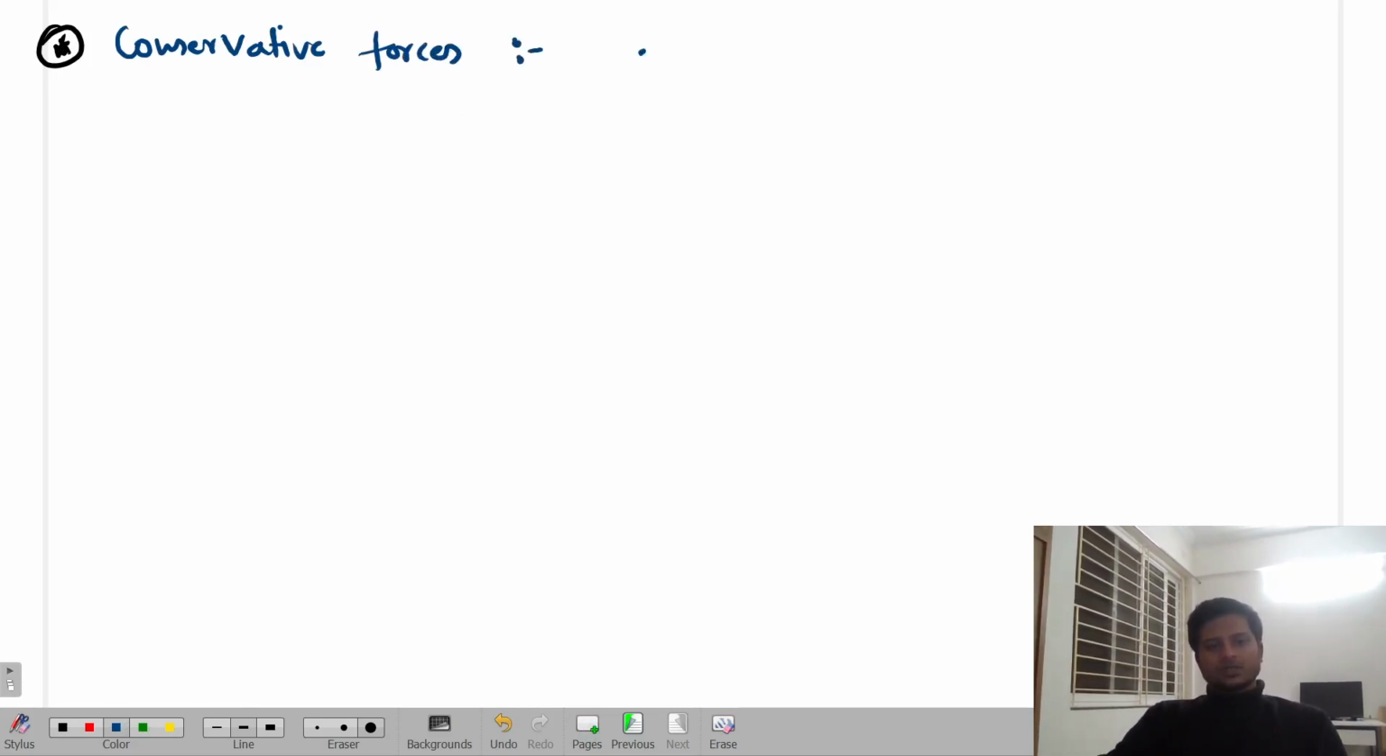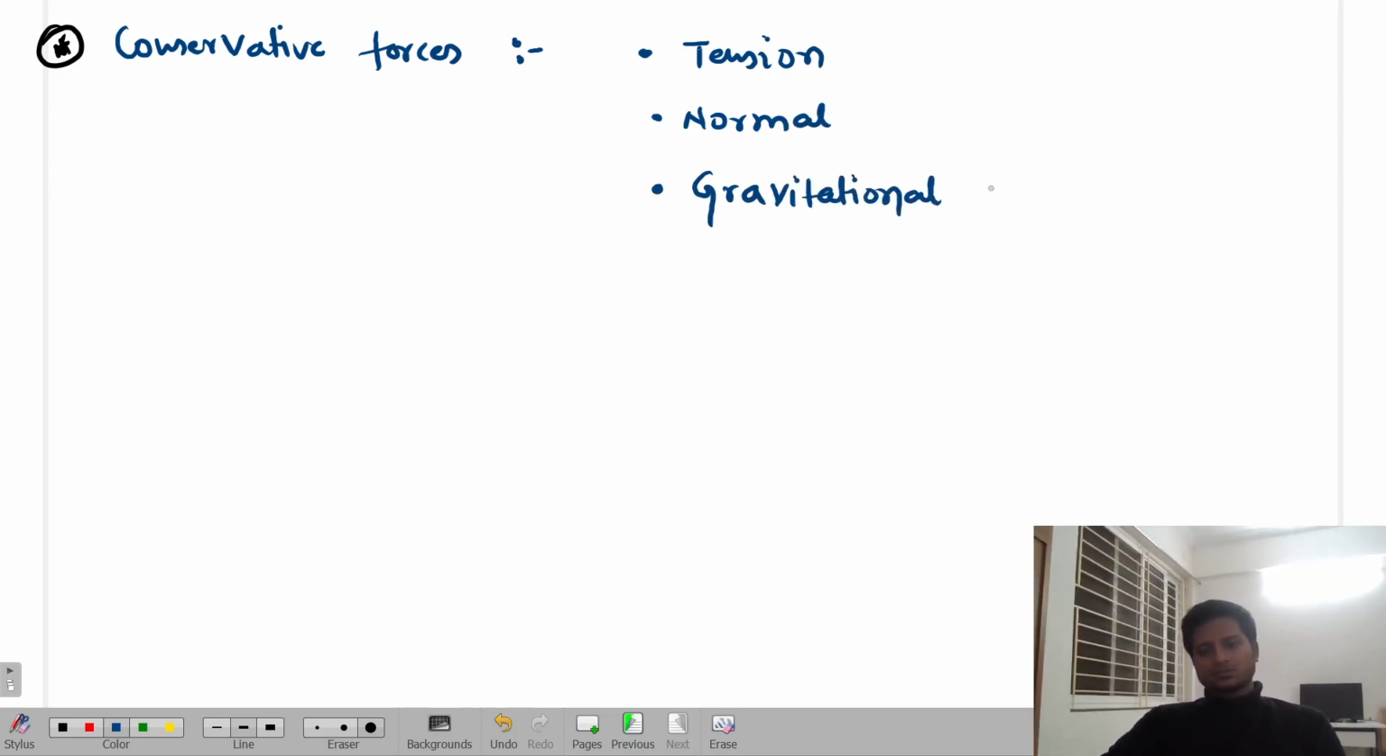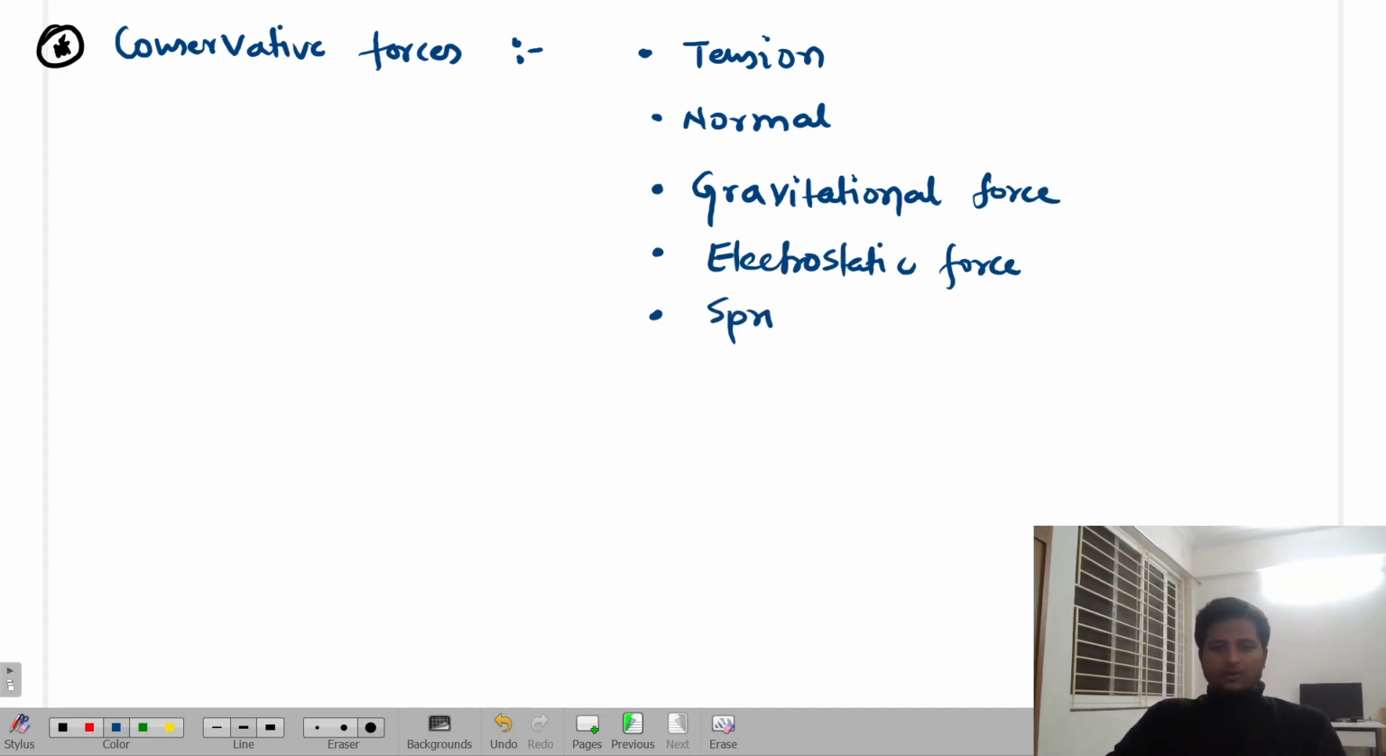The first one is tension. Second one is normal. Third one is gravitational force. Fourth one is electrostatic force. Which force? And fifth one is spring force. Are you able to get me or not? So these are my 5 basic conservative forces. Are you able to get me or not?